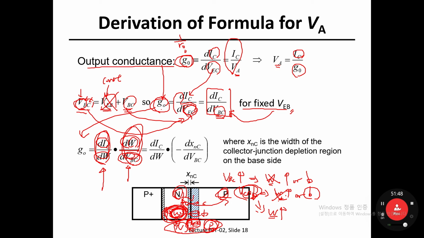But the meaning of decreased VCB corresponds to increased VBC, right? Not VCB, okay? So as VBC increases, your W increases, which means the depletion layer width X_BC decreases. So this trend is opposite to each other. That's the reason why I have put the minus sign here, okay?